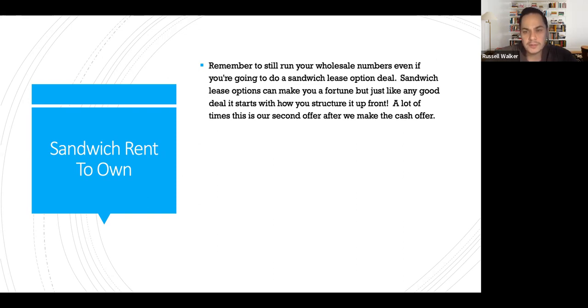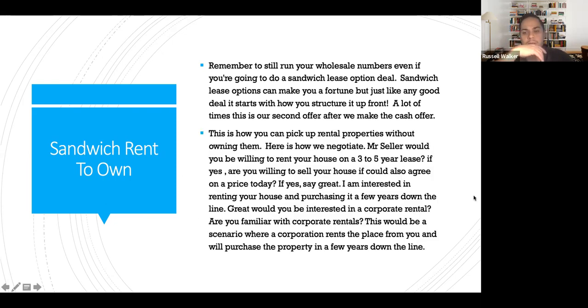So sandwich lease options can make you a fortune, but like with any good deal, it's how you structure it up front, how much equity you get up front, how much cash flow you get up front. A lot of times this is a second offer we make after the cash offer, if maybe the cash offer doesn't work for them. So this is basically how we negotiate it. This is how you can pick up rental properties without owning them.